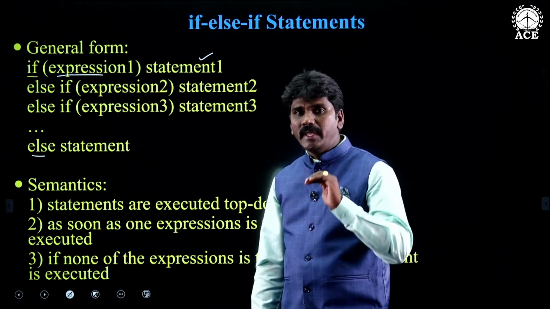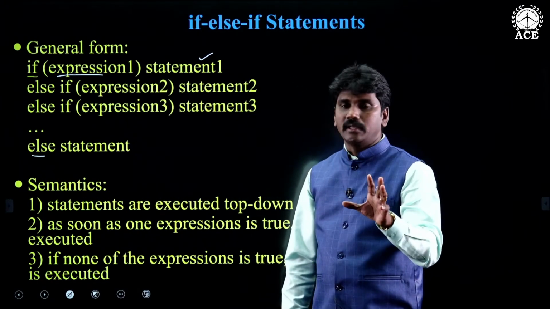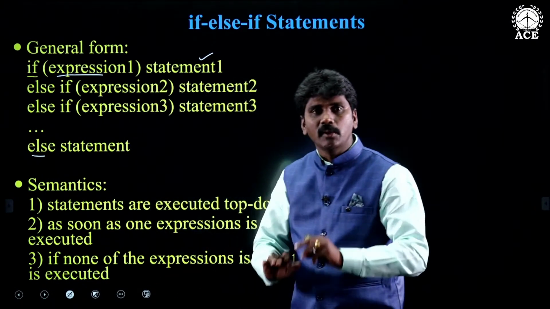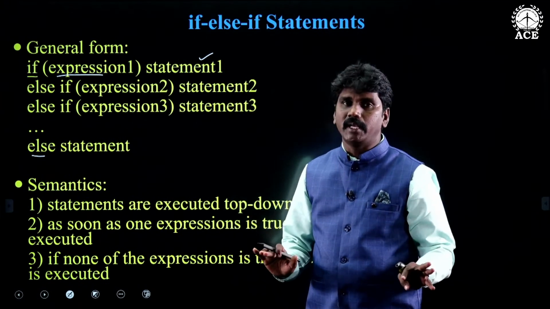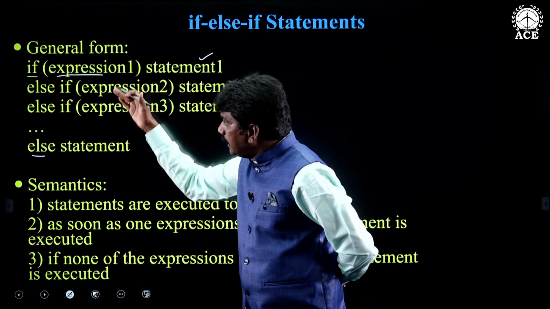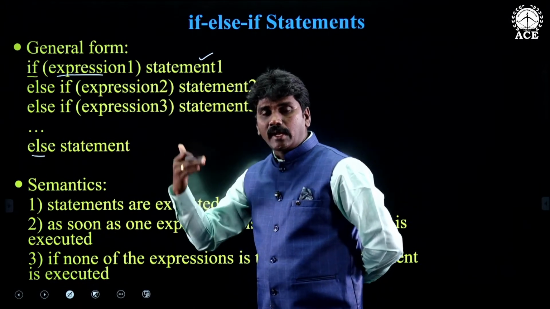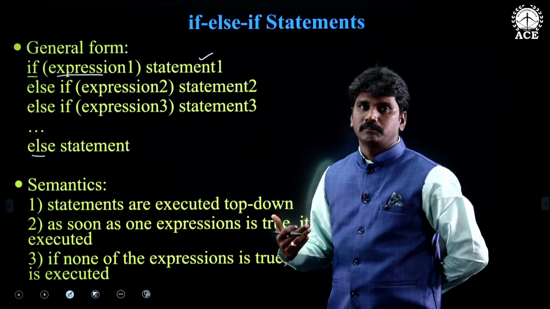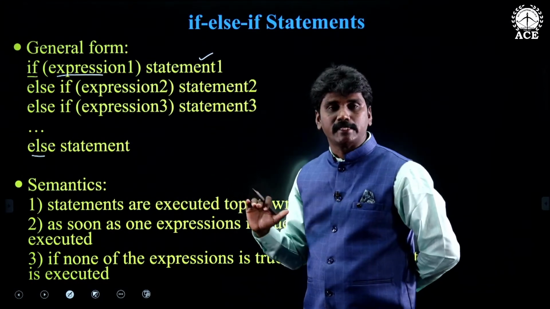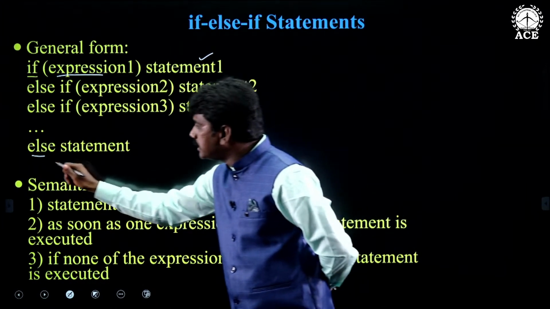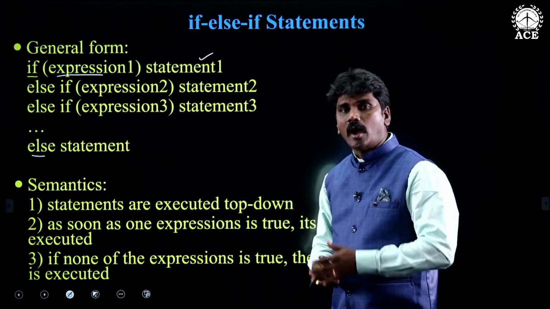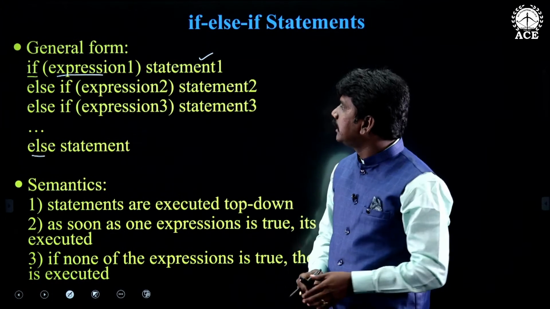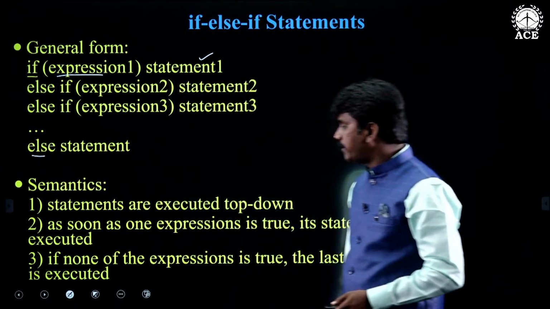Right? So if the first condition, expression 1 itself, is true, whatever the number of conditions we are having, all are going to be skipped, no checking will be done. Until a condition is true, the expressions are checked one by one, and the corresponding statement will be executed. So in which case will this else be executed? When all the conditions above the else are false. In that case only the else statement will be executed.